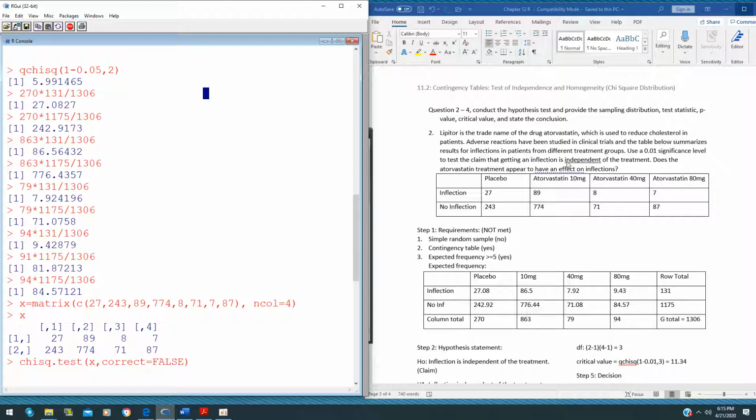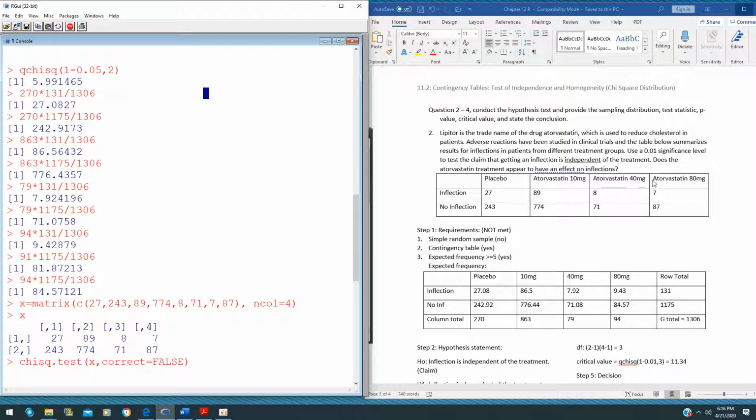Usually this is not underlined in your test, so make sure, in your homework, that you know that we are doing tests of independence in this case. And then we have a question: does the atorvastatin treatment appear to have an effect on infections? If you look at it, we have a placebo, 10 milligram, 40 milligram, 80 milligrams, and these are infections, no infections. These are the data. This is called observed frequency or observed values.